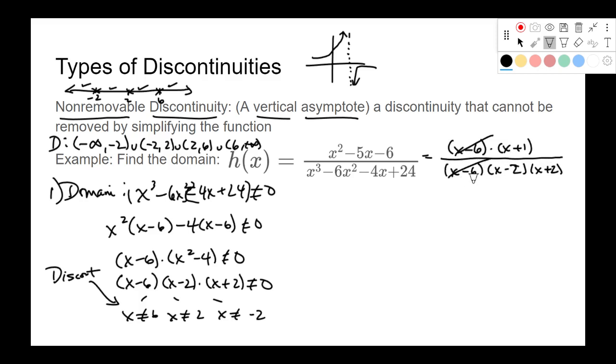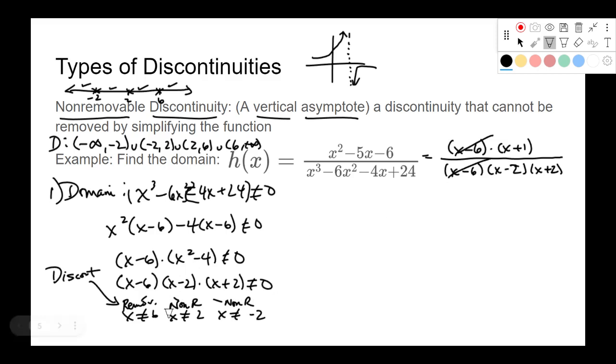All right, so what I did was I removed the x minus 6's. So that 6 as a discontinuity, I now know it's removable. I took it out. But the x minus 2 and the x plus 2 are still there. I can't remove them. There's nothing to cross it out with up in the numerator. So these are non-removable discontinuities.